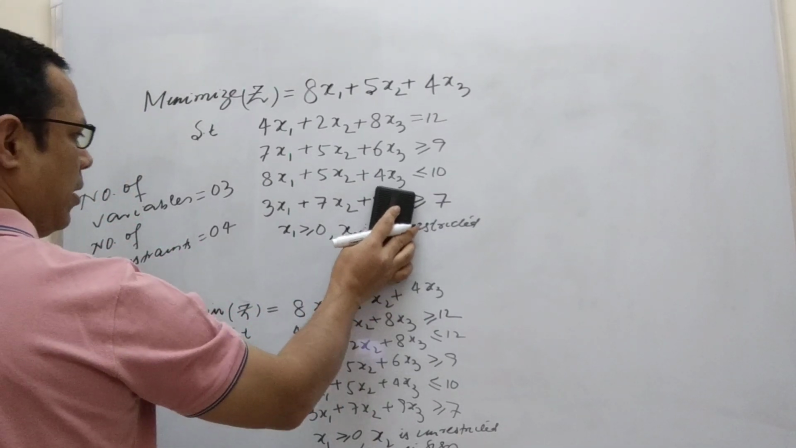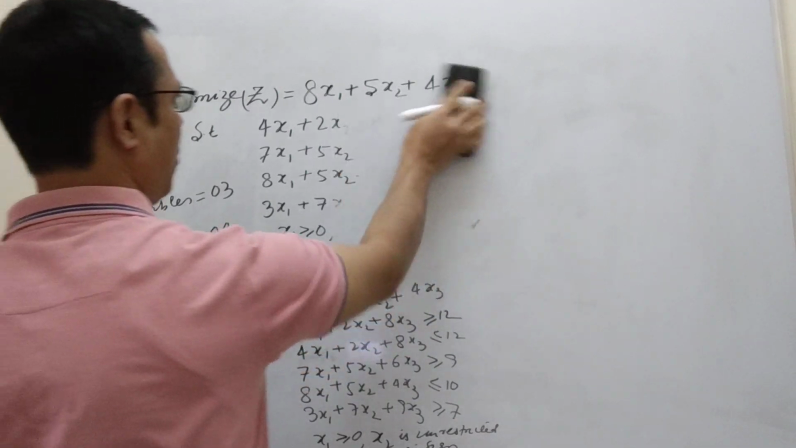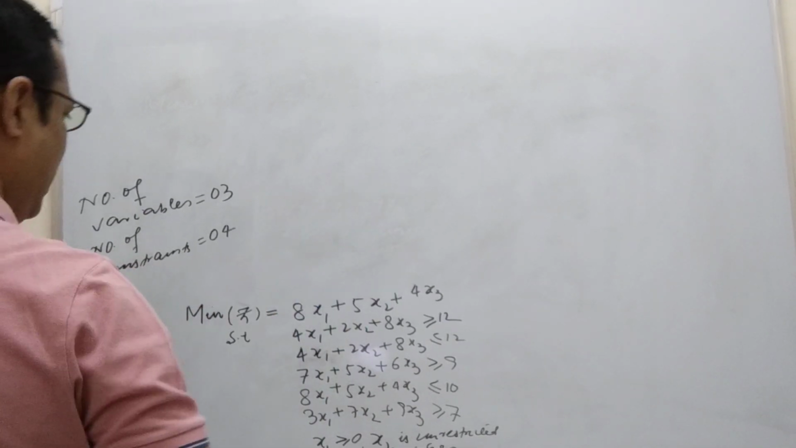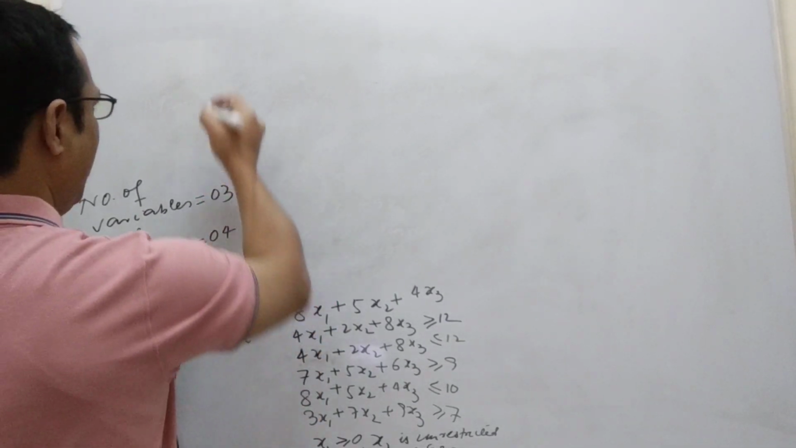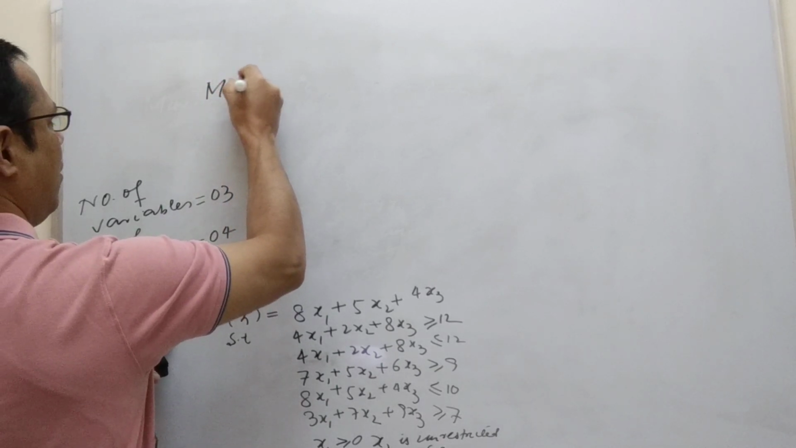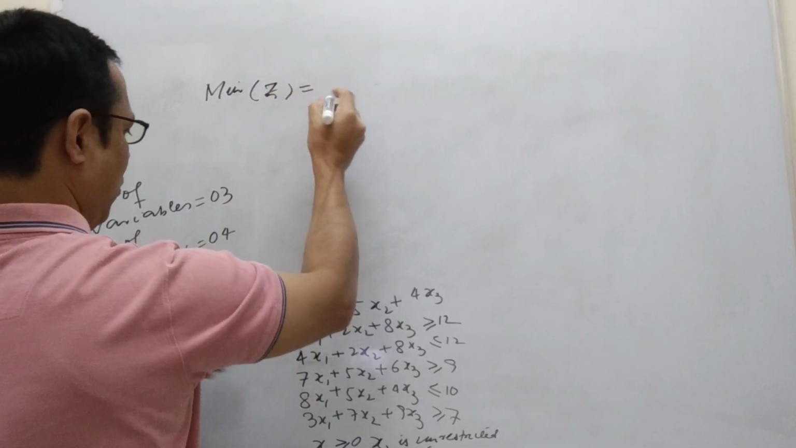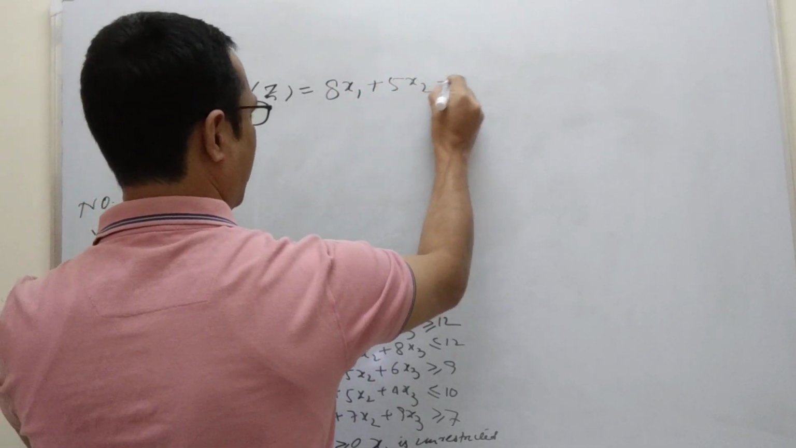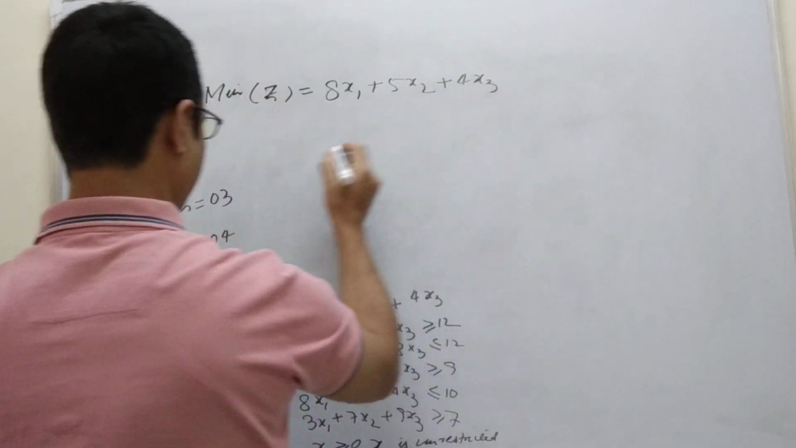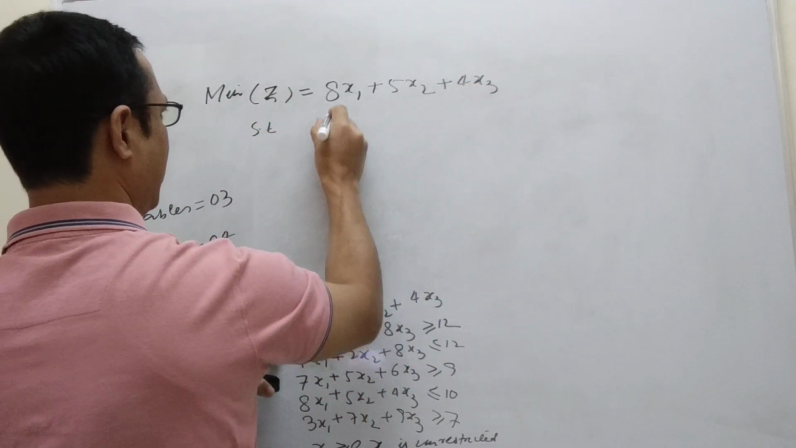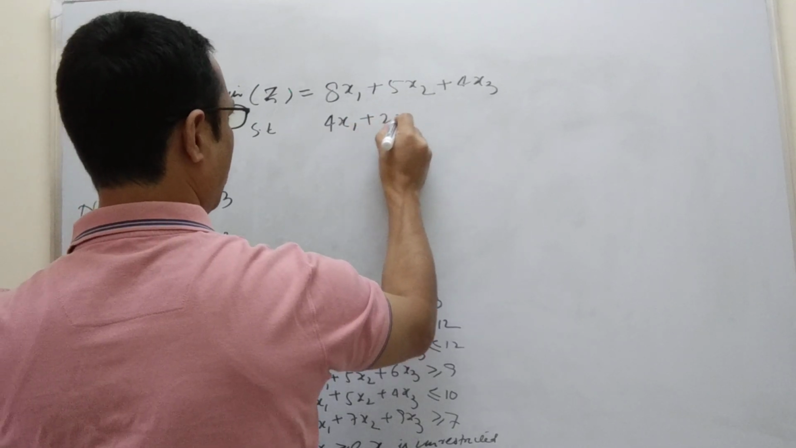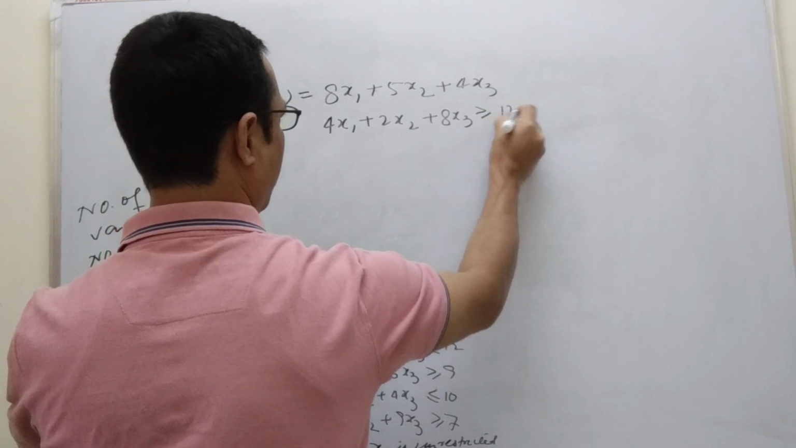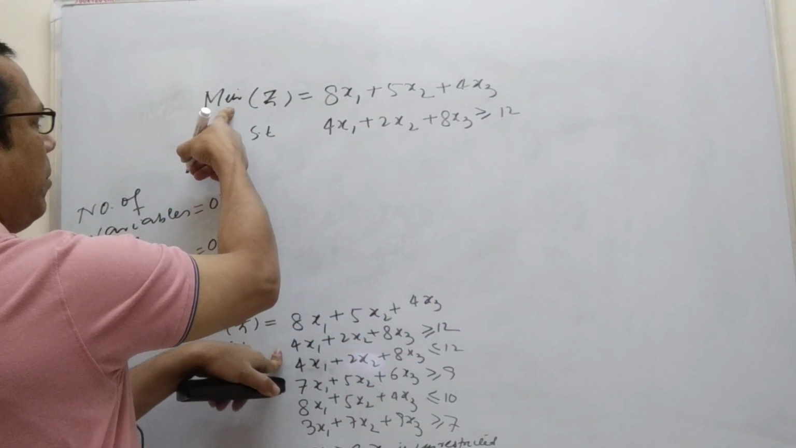This one I am going to erase, because the new LPP is already written. Now I am going to use that LPP to proceed. I am not going to write the dual yet, I am just going to copy the question I have given: first 8x1 plus 5x2 plus 4x3, subject to 4x1 plus 2x2 plus 8x3 greater than or equal to 12. So the question is already given in minimization form.